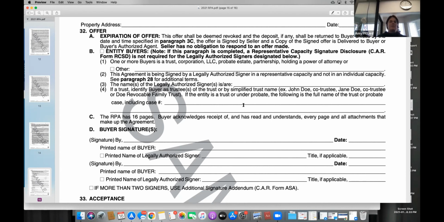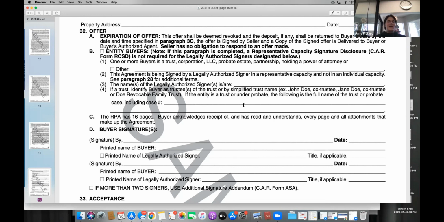So one is one or more buyers of a trust, corporation, LLC, probate, estate, partnership, holding a power of attorney, or blank other. You can check the box for other. So that's your first option. This agreement is being signed by a legally authorized signer in a representative capacity and not in an individual capacity. See paragraph 28 for additional terms. The legal names of the authorized signers are blank. Right? So on the buyer, we're going to put the entity. Here we're putting the legally authorized names, and then on the signature lines, it'll be the names.